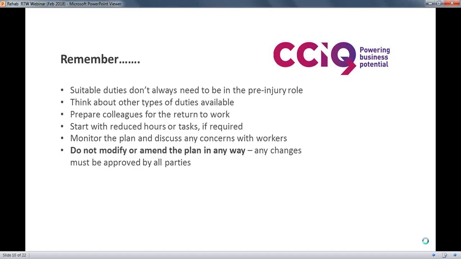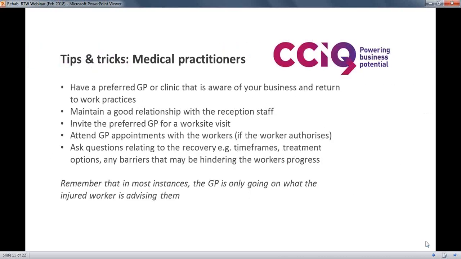So while we're on the topic of speaking with doctors and interacting with doctors in relation to somebody's injury, this slide really would apply also to non-work related injuries, if somebody sustained something outside of work. And really, at the end of the day, it is ideal if you have a preferred GP or clinic that's aware of the business and your return to work practices.